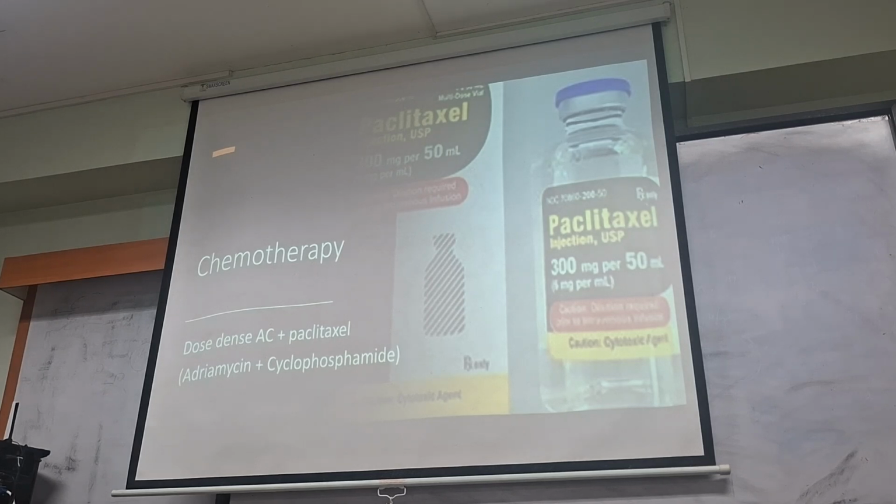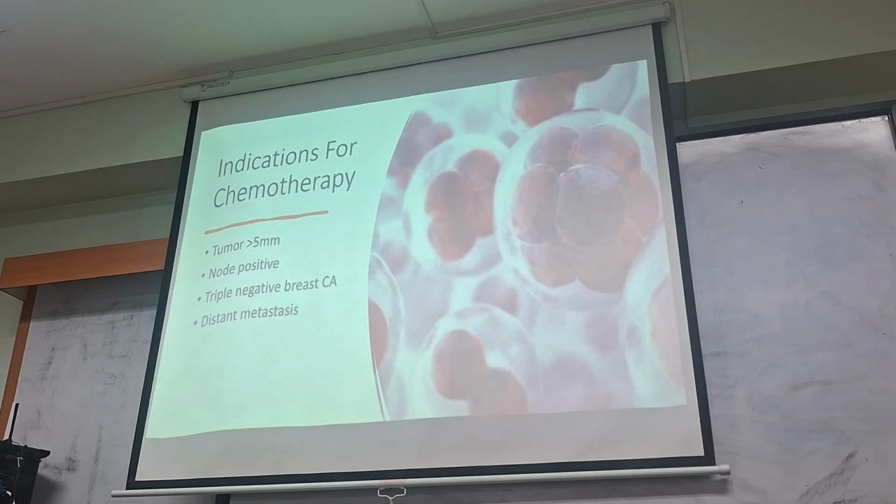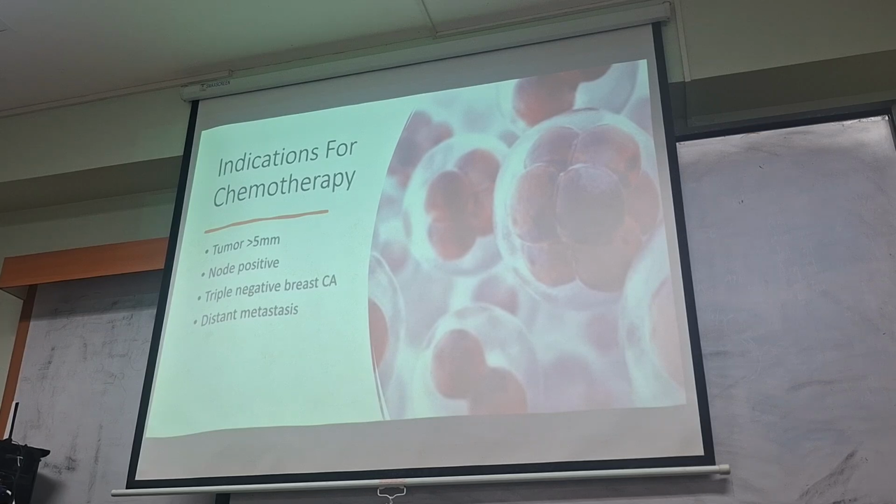Chemotherapy, so the first line regimen is going to be a dose-dense AC, adriamycin and cyclophosphamide, plus biweekly paclitaxel. There are many regimens, but this is the first line in most cases. So, not all patients would need chemotherapy, but if you have this, then the patient would need to undergo chemotherapy. Okay?